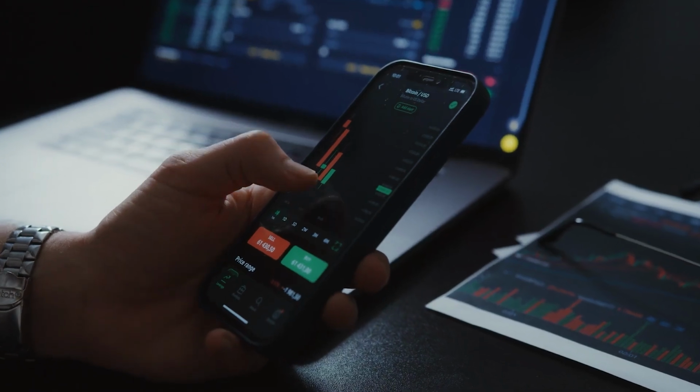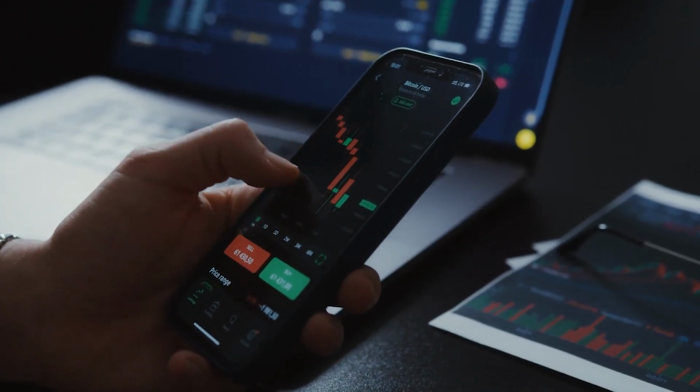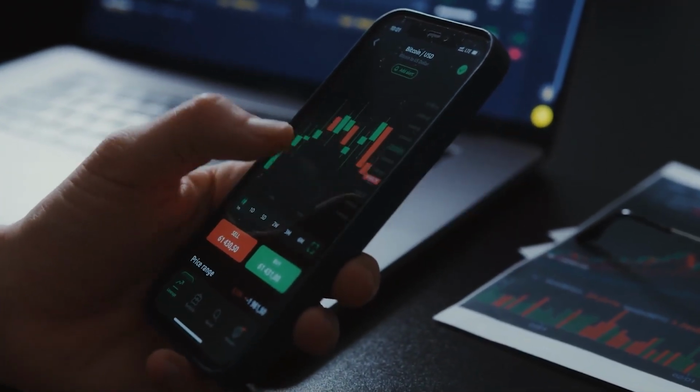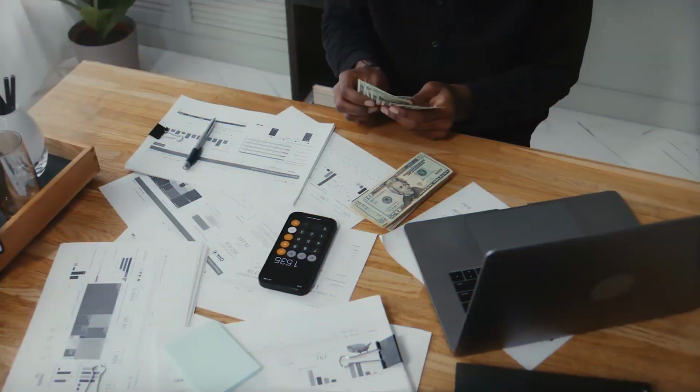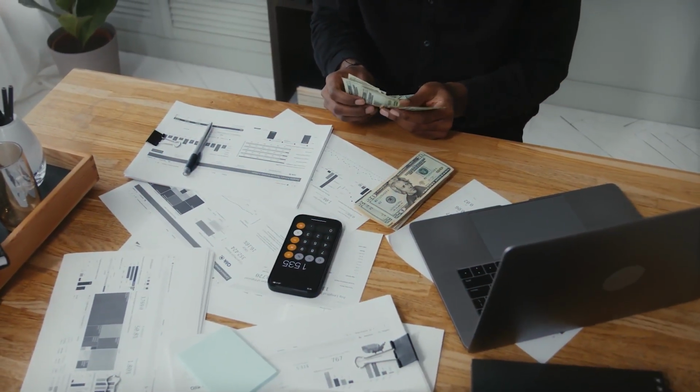I hope this video has helped you get acquainted with an effective scalping strategy with the highest win rate. Don't forget to adhere to money management rules.